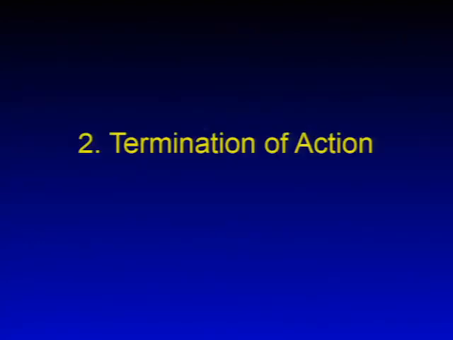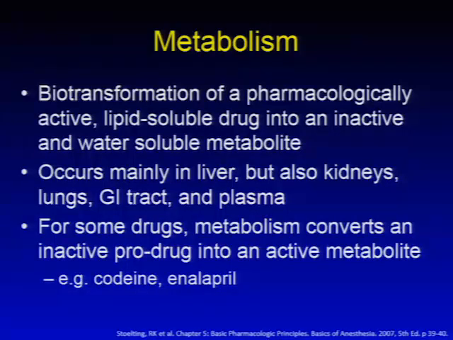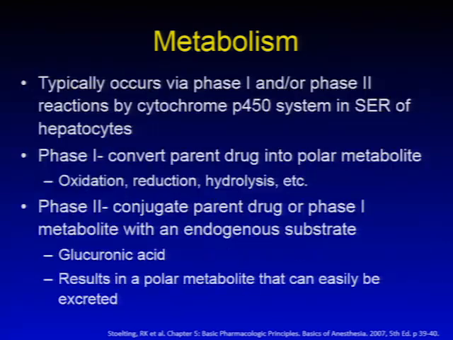Now we're going to talk a little bit more about the termination of action of drugs. And we'll start with metabolism, which is the biotransformation of a pharmacologically active lipid-soluble drug into an inactive water-soluble metabolite. This occurs mainly in the liver, but can also occur in the kidneys, lungs, GI tract, and plasma with our esterases and pseudocholinesterases. Now, for some drugs, the metabolism actually converts an inactive prodrug into an active metabolite, examples being codeine and enalapril. However, this is the exception rather than the rule.